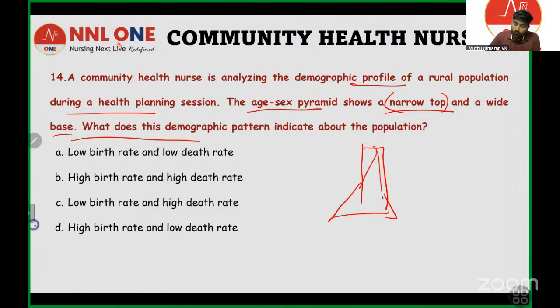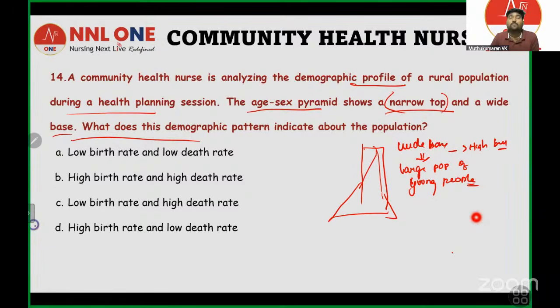When there is a wide base, what does it tell? A large population of young people, and it means that there is a high birth rate. When there is a narrow top, with fewer older individuals, it reflects a high death rate, that is, low life expectancy.